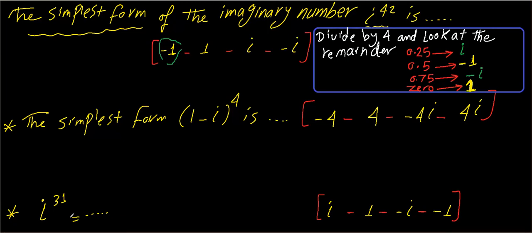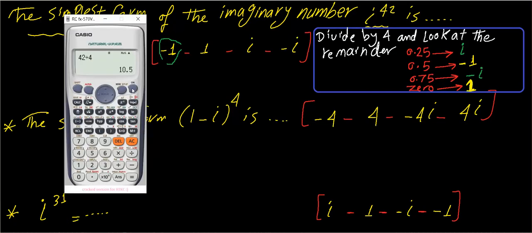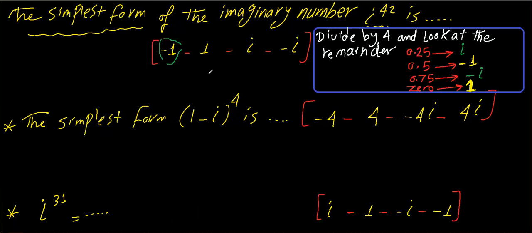What about number 3, I power 32? I power 32, we can divide 32 by 4. 32 divided by 4 equals, in decimal form, 7.75. We said before, if the remainder is 0.75, it will be negative I. Then I power 32 equals negative I.